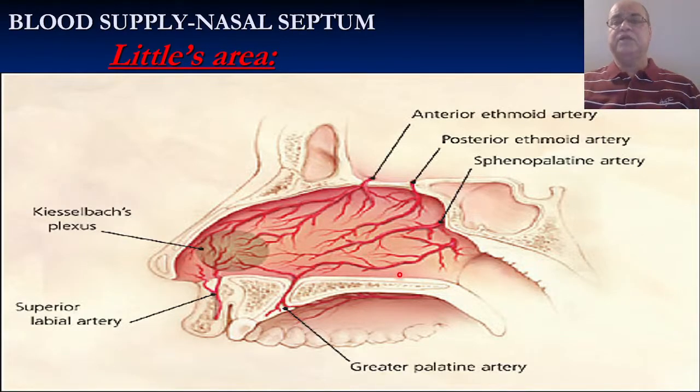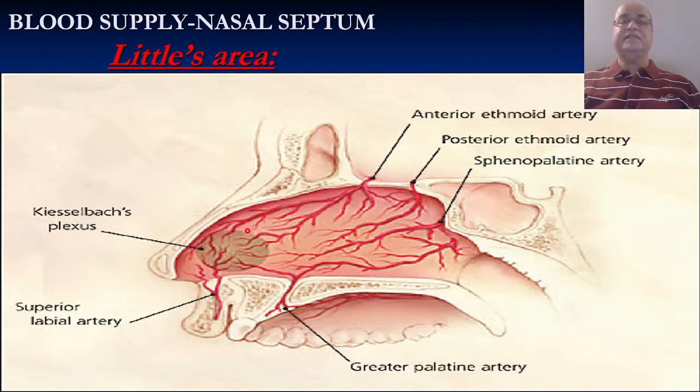The blood supply is from, again, just like the external nose, the internal carotid system, that is the anterior ethmoidal and posterior ethmoidal arteries, and the rest of the arteries are mainly branches of the facial artery, and that is from the external carotid system.